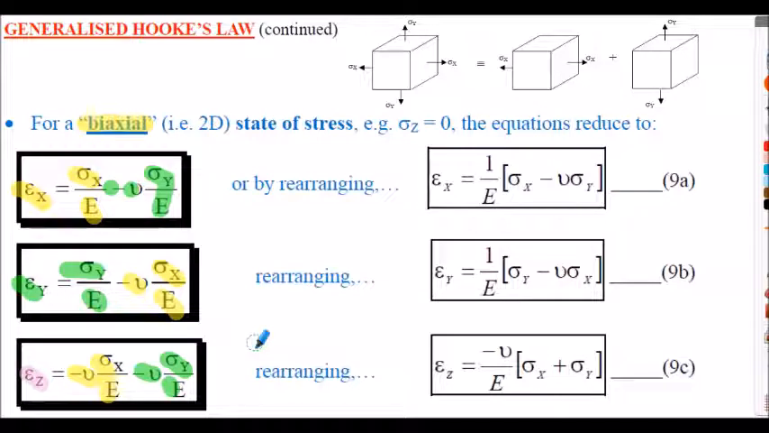If it asks you for all three strains, don't just think there's a strain in the x and the y, because that's where the stresses are applied. There will be a strain induced in the z. It will be due to the Poisson effect of the other two strains. And again, we'll look at that in the examples.